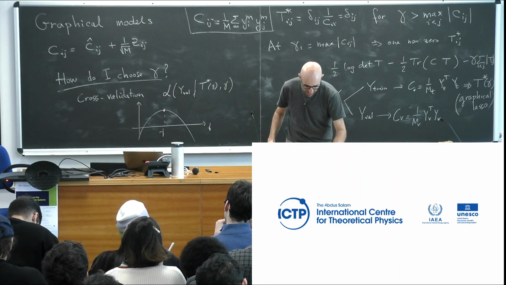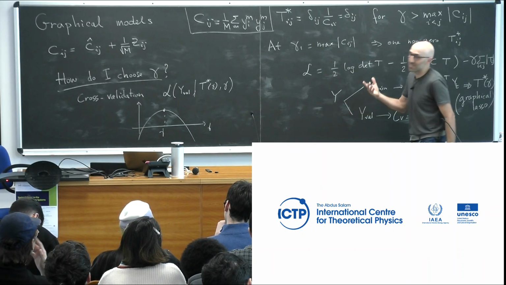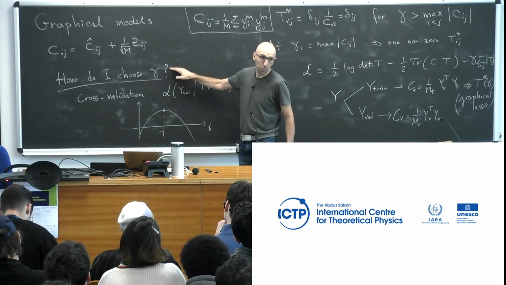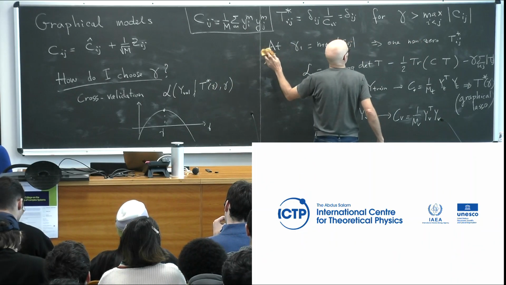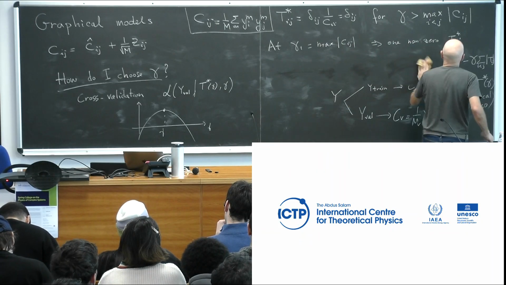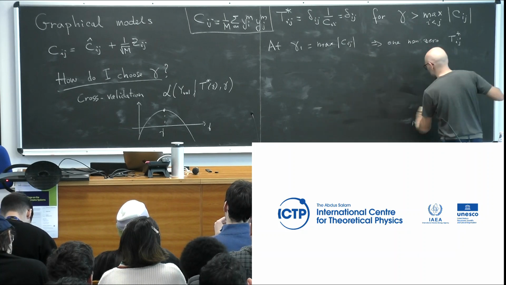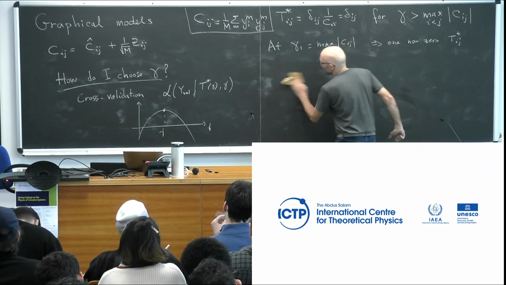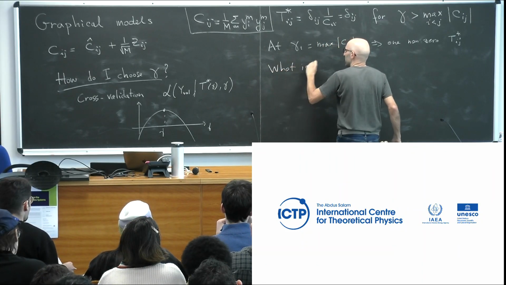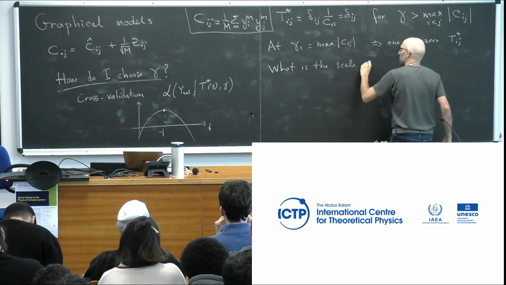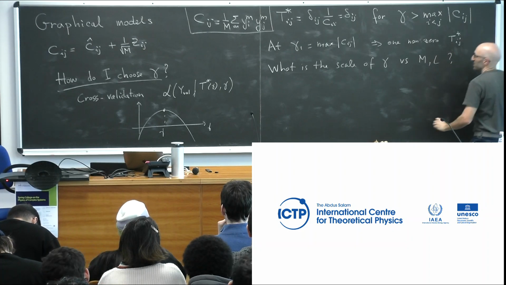Okay, now, to have an idea, what is the scale of gamma that I need to choose? In order to have an idea of the scaling of gamma as a function of the number of data I have, the question is: what is the scale of gamma versus the number of data I have and the dimension of my problem, okay?